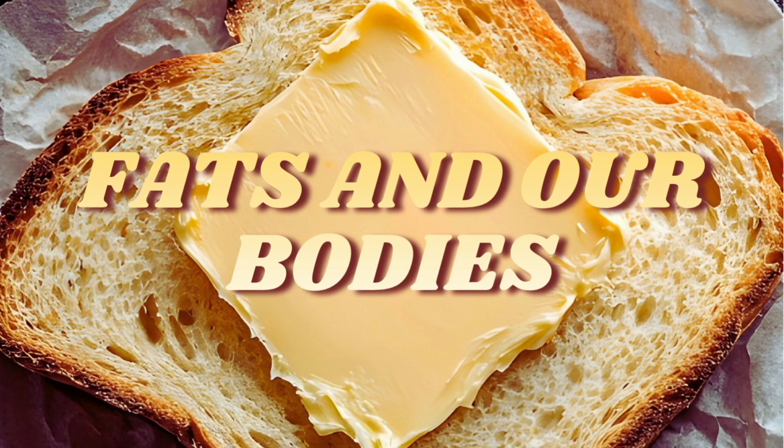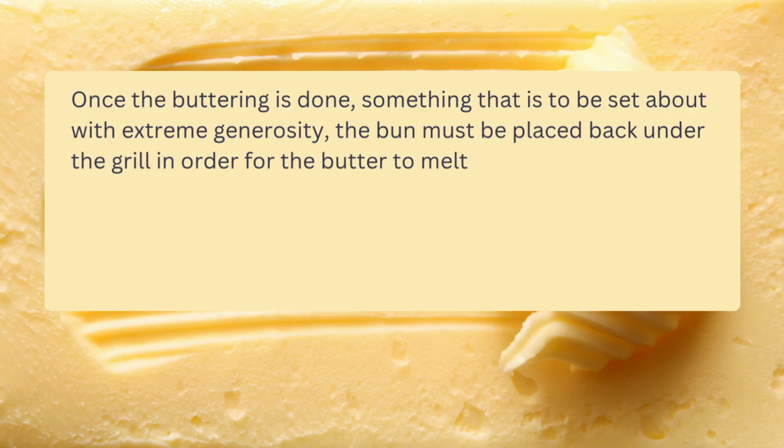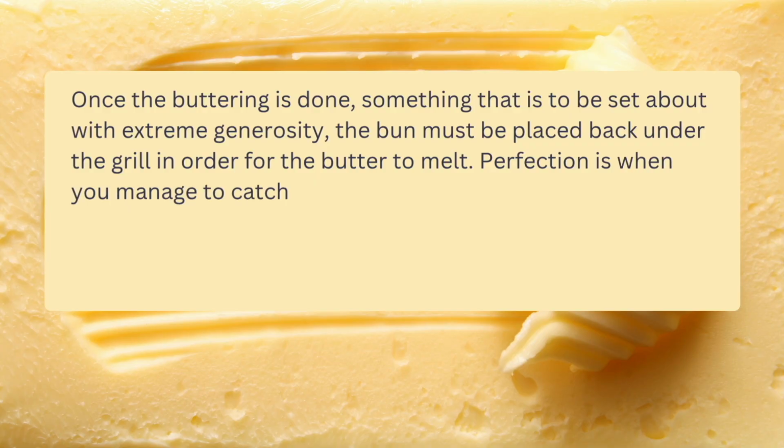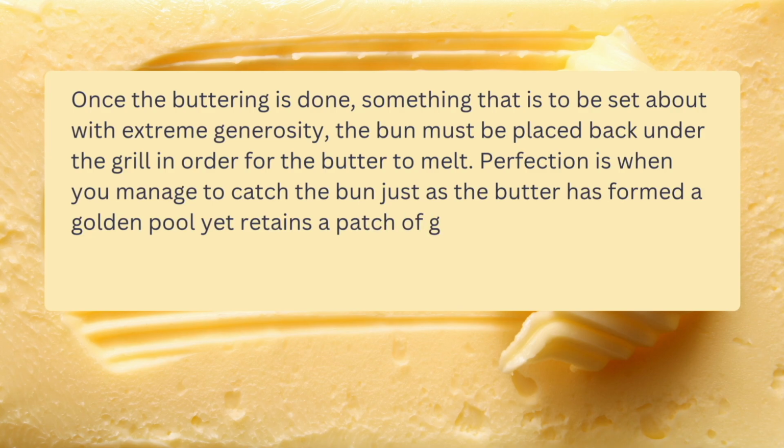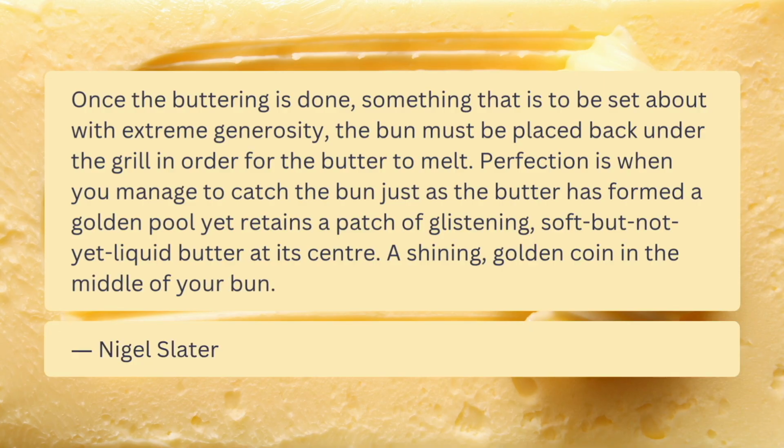Fats in our bodies. The buttering is done, something that is to be set about with extreme generosity. The bun must be placed back under the grill in order for the butter to melt. Perfection is when you manage to catch the bun just as the butter has formed a golden pool yet retains a patch of glistening, soft but not yet liquid butter at its center. A shining golden coin in the middle of your bun. By Nigel Slater, 1,000 Feasts, Small Moments of Joy, a memoir of sorts about hot cross buns.